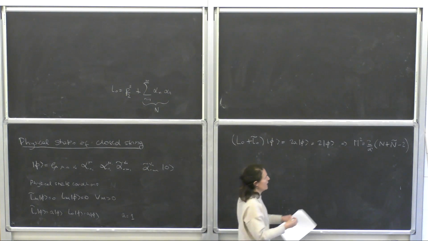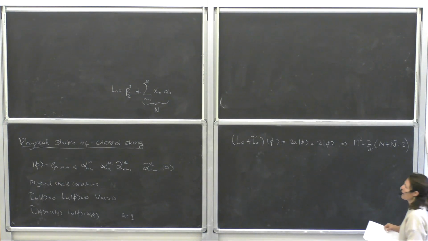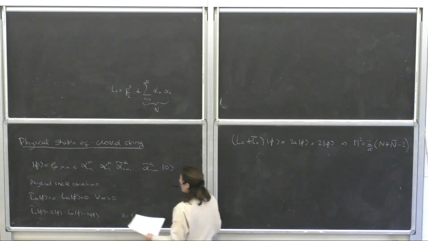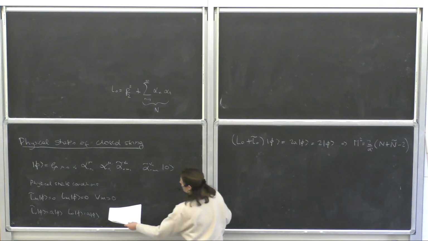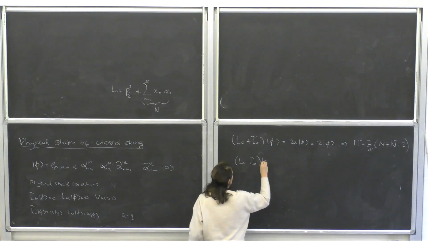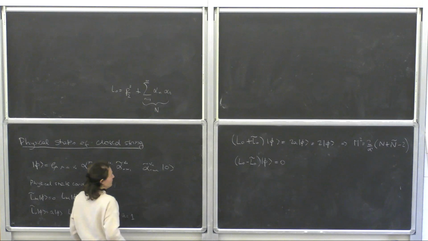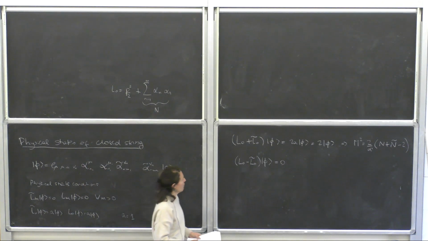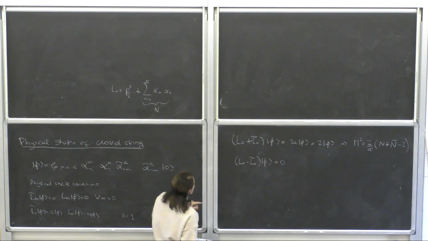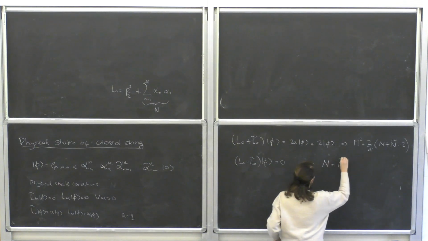And up to here, N and N tilde could be anything, and they are not related to each other. I can put alphas and alpha tildes as I want, but if you subtract this condition, L0 minus L0 tilde on phi, this has to be 0, right? Because the a's cancel. And when you do this, the p squared cancels. So this condition says that actually N is equal to N tilde.